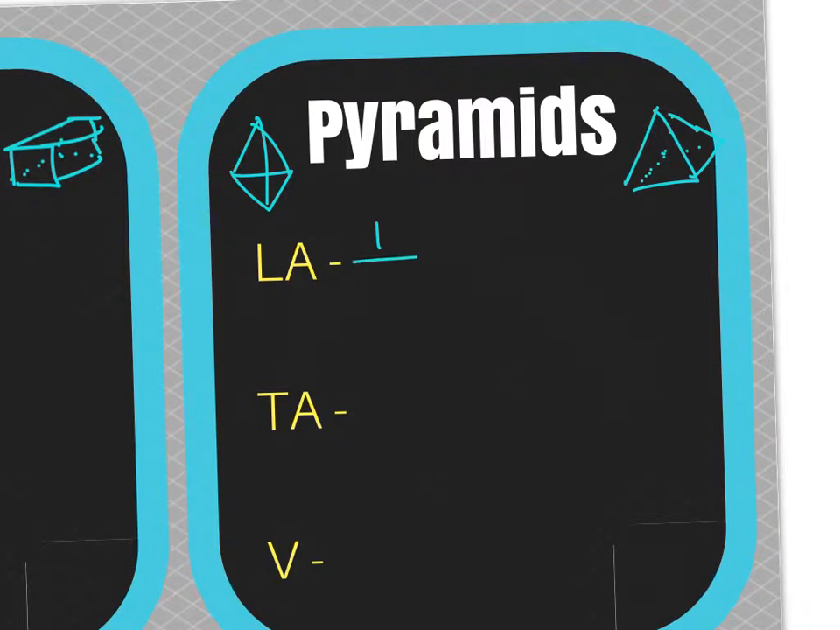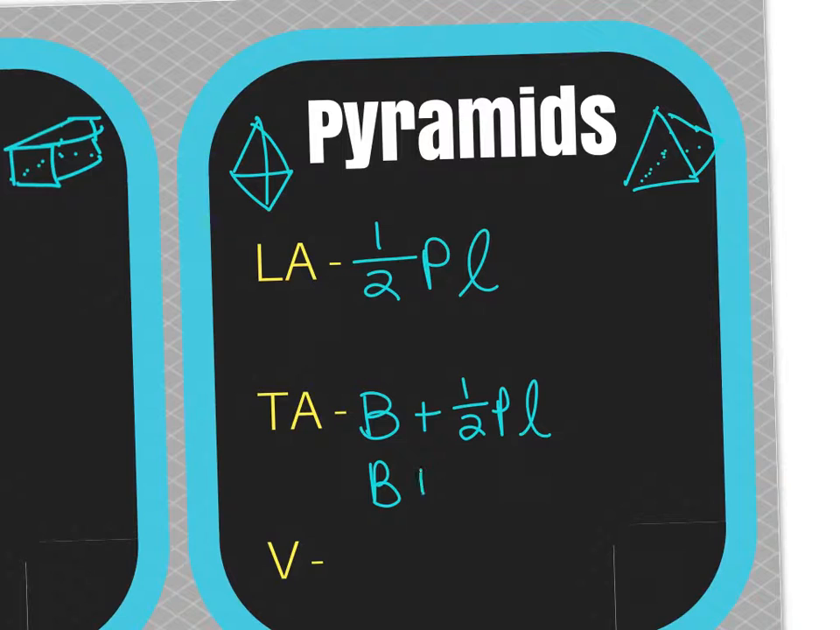Lateral area is 1/2 perimeter of the base times the slant height of the pyramid. So if the base is a square, I'm going to do the side times 4. If the base is an equilateral triangle, I'm doing the side length times 3. Total area this time, there's only one base, so it's B plus 1/2 perimeter times slant height, or B plus the lateral area.